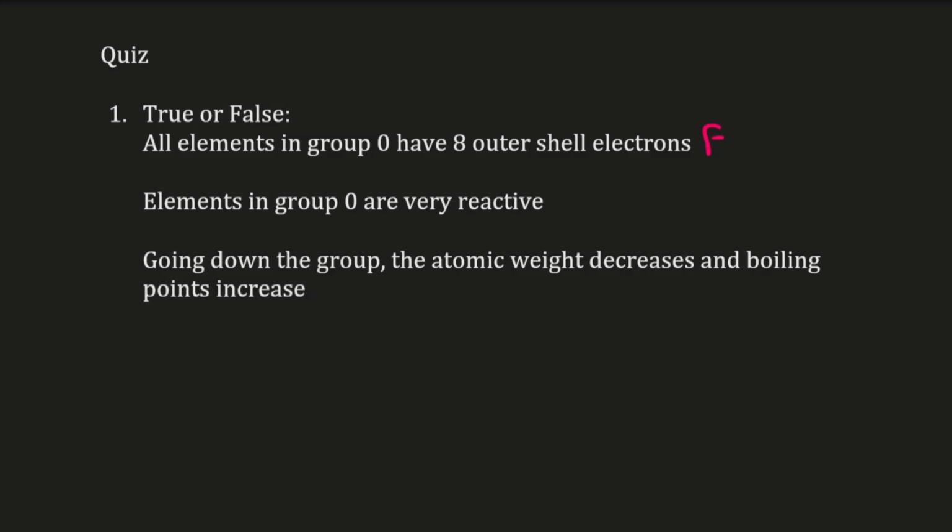The second statement then, elements in group 0 are very reactive. This again is very false. Elements in group 0 are very unreactive, the complete opposite. And the last statement, going down the group, the atomic weight decreases and boiling points increase. Well, this bit is true. The boiling points do increase when you go down the group, but the atomic weight doesn't decrease. The atomic weight actually increases. So this is not correct. And we'd actually say that this is false as well.